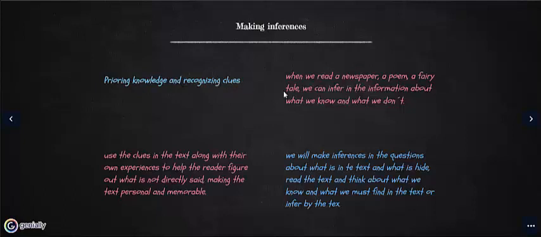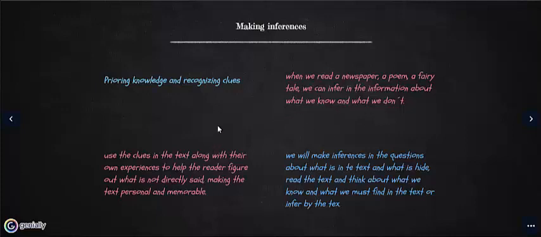How to practice daily? When we read a newspaper or poem or fairytale, we can infer information about what we know and what we don't. Because most of the time, for some characters, the readings used not to say anything about the rest of the characters in the stories.